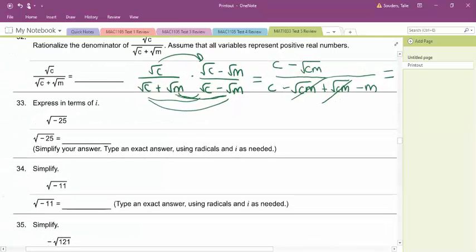Okay, so now we're moving on to complex numbers, where we're going to express in terms of i. So what is the square root of negative 25?